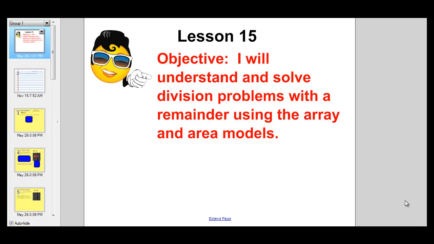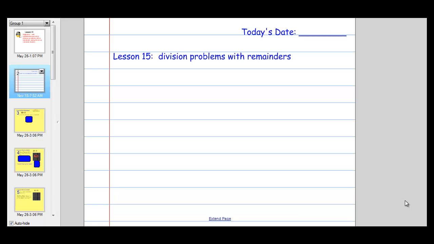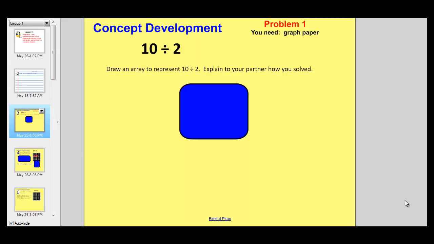Lesson 15, I will understand and solve division problems with a remainder using the array and area models. Go ahead and get out your math journal today, and I want you to label it today's date, Lesson 15, Division Problems with Remainders. Today we're going to be talking about what happens when division problems have remainders. It's a continuation of what we did yesterday.